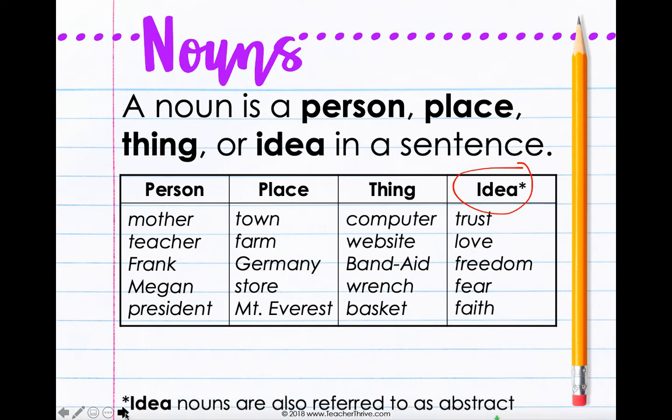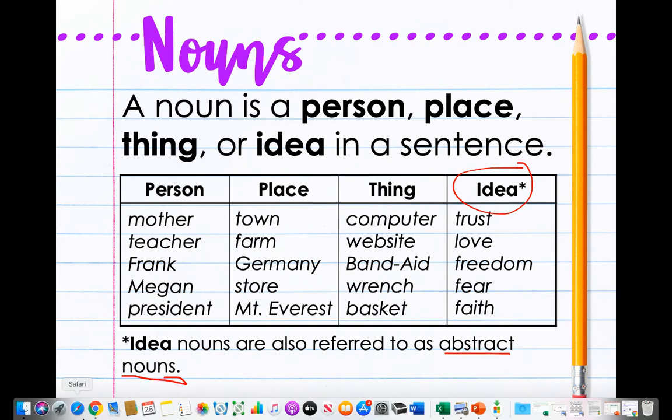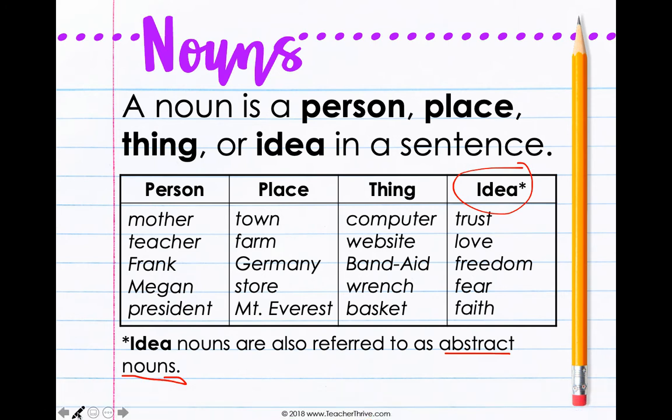All right, very good. Sometimes you're going to hear them called abstract nouns, maybe on IXL, or if you move on to later grades. And that's okay. It just basically means it's something I can't see. When it's something that I can't see, we call it abstract.